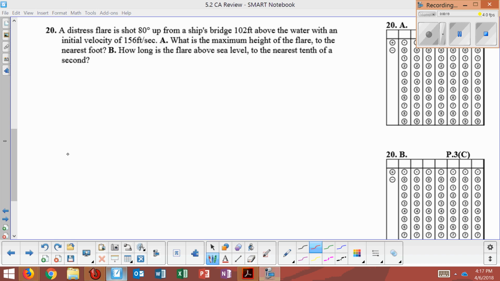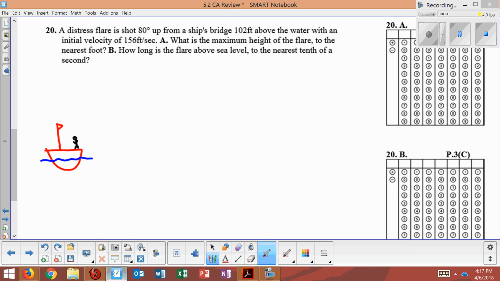So let's first draw a quick picture here. We have some ship out at sea. And the ship has some bridge and it has a gun that shoots off. Someone up there shoots off a flare well above seawater. So obviously this is not to scale. They shoot off a distress flare. And the flare is going to go up, and then it's going to come down. And ultimately, it's going to go down until it hits the water here.